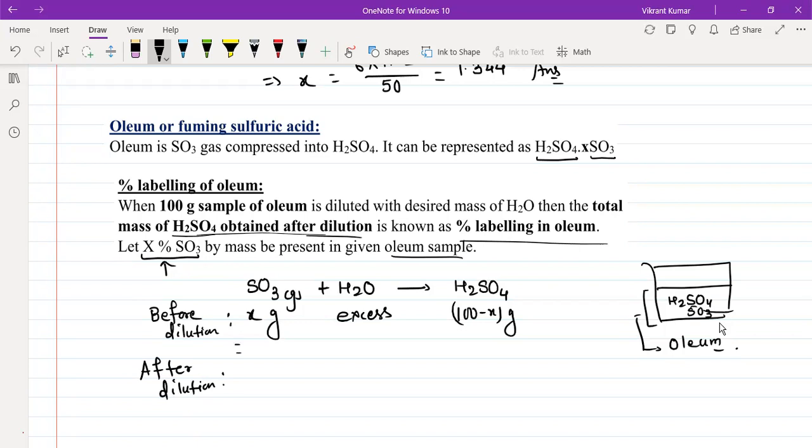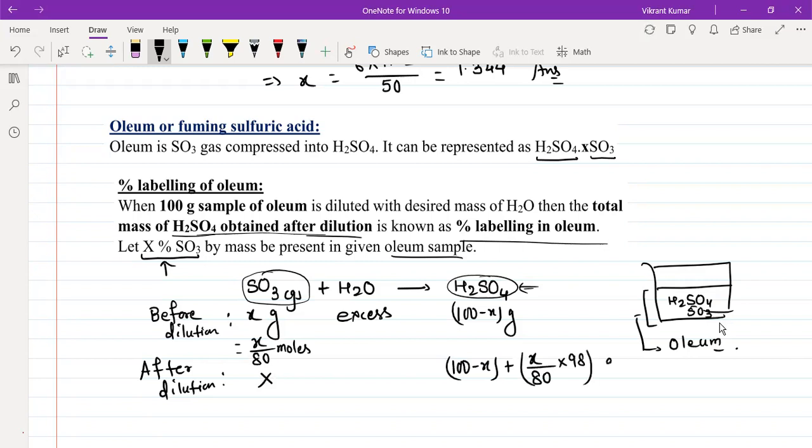Now this is how many moles? This is X upon 80 moles, divide mass by molar mass. Now we know that the coefficients of these two things are the same. That means whatever moles of this will be consumed, the same moles of this will be produced. And that's why how much will this become? So 100 minus X was already there. Its mole production will be X by 80, so the mass will be X by 80 into 98.